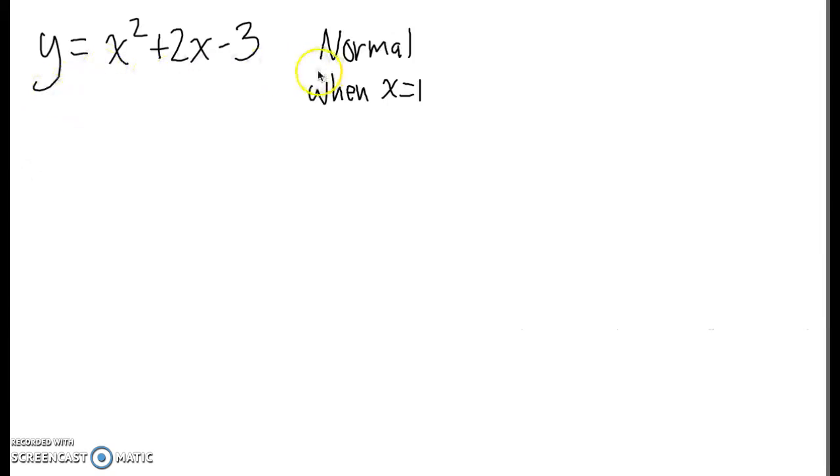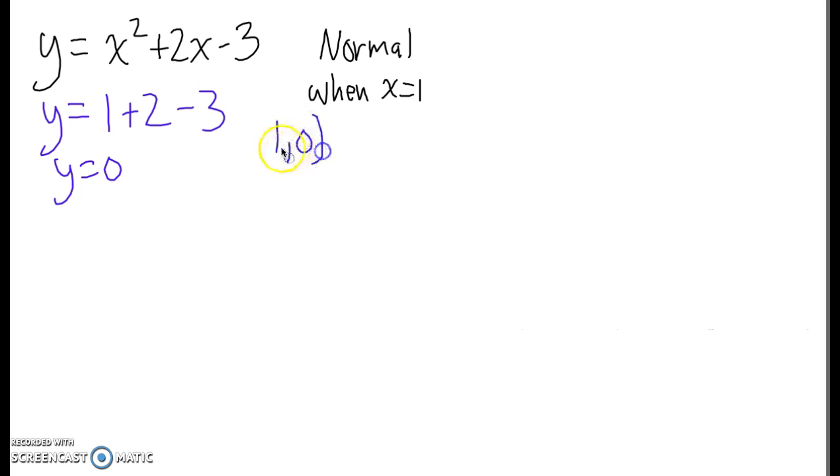In order to find the equation of the normal when x equals 1, the first thing that we should do is figure out which point on the parabola this corresponds to. So we can do that just by substituting in our x value. 1 squared is just 1, plus 2 times 1, which is 2, minus 3. And we get that our y value is just equal to 0. So this should go through the coordinate (1, 0).